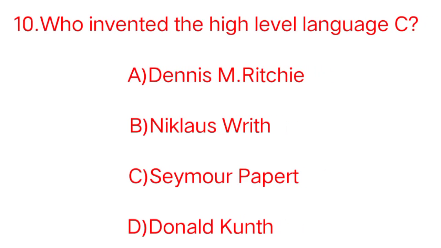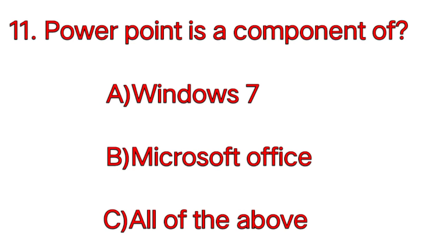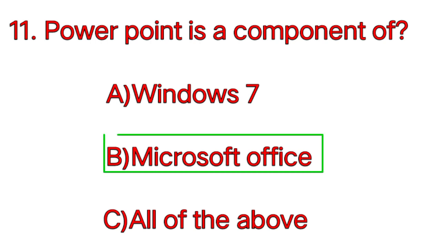10. Who invented the high-level language C? A. Dennis M. Ritchie, B. Niklaus Ritt, C. Seymour Papert, D. Donald Knuth. Answer is Dennis M. Ritchie. 11. PowerPoint is a component of A. Windows 7, B. Microsoft Office, C. All of the above. Answer is B.